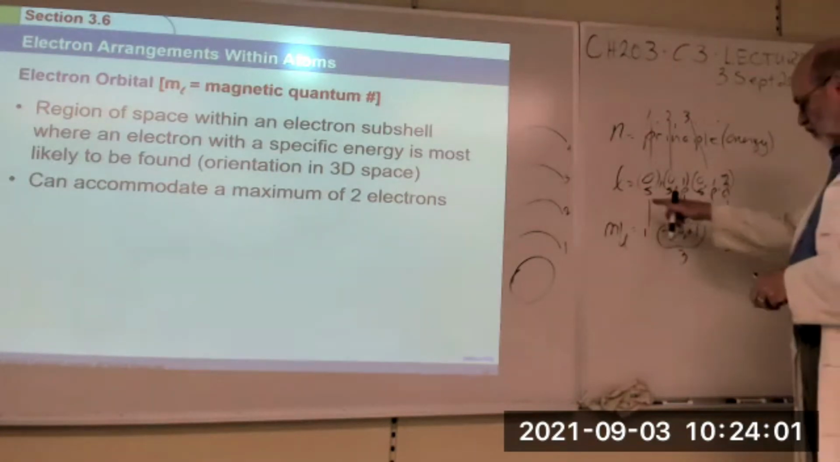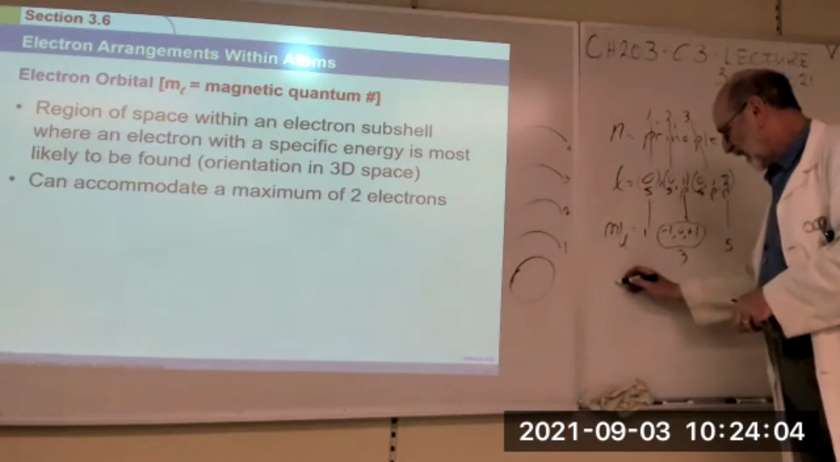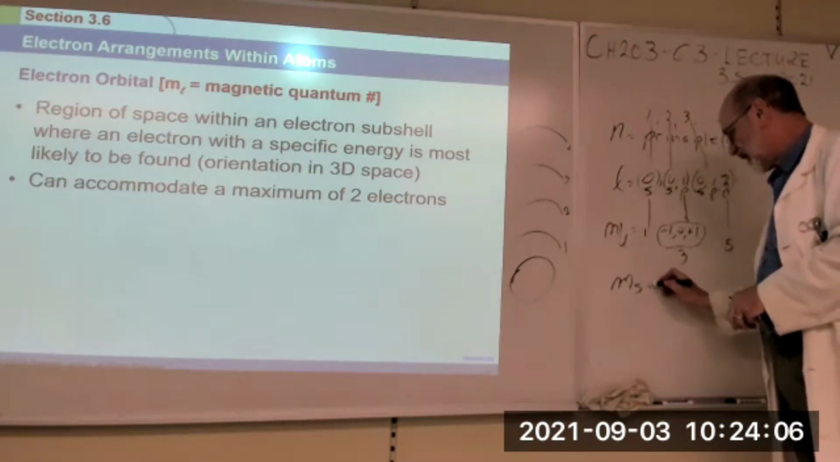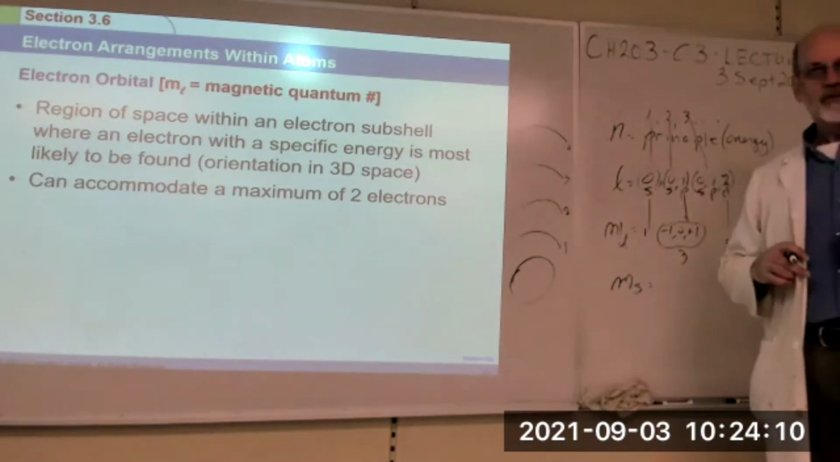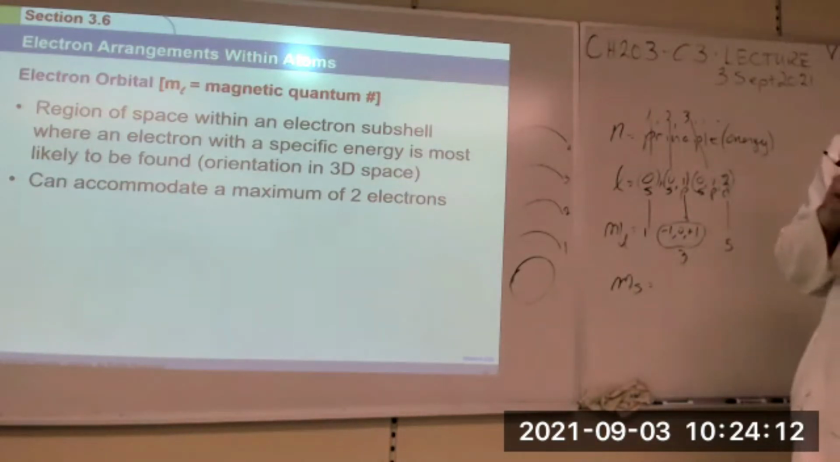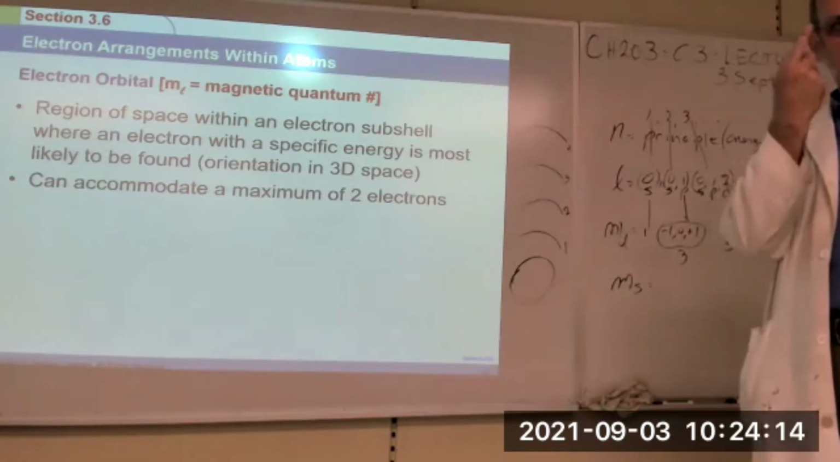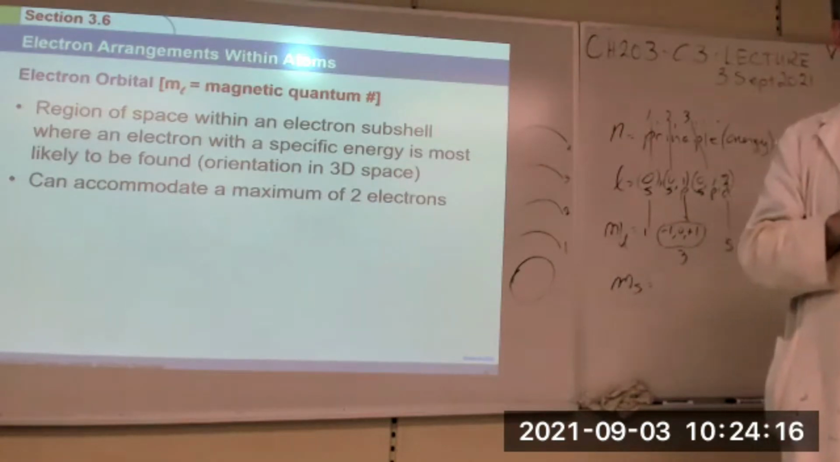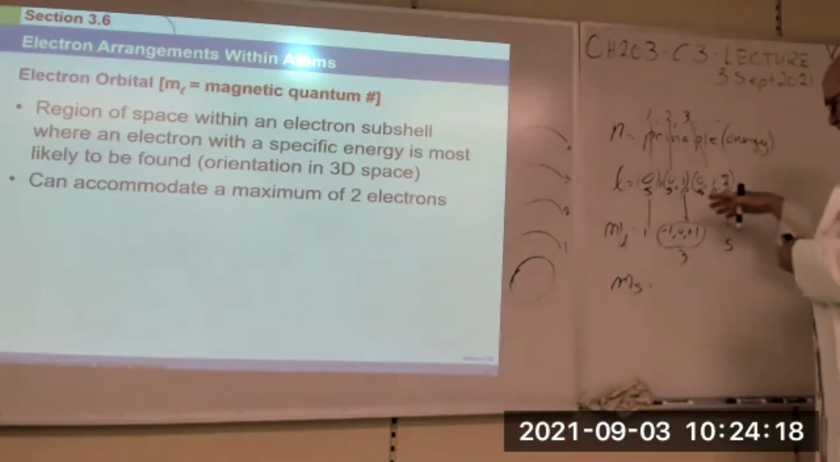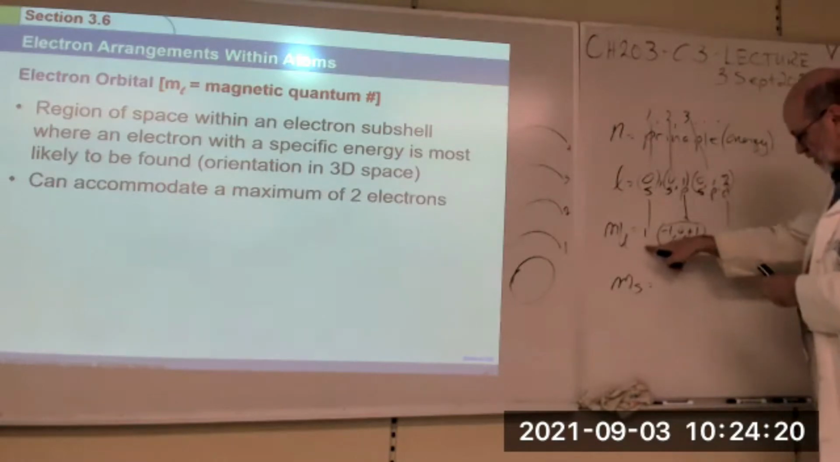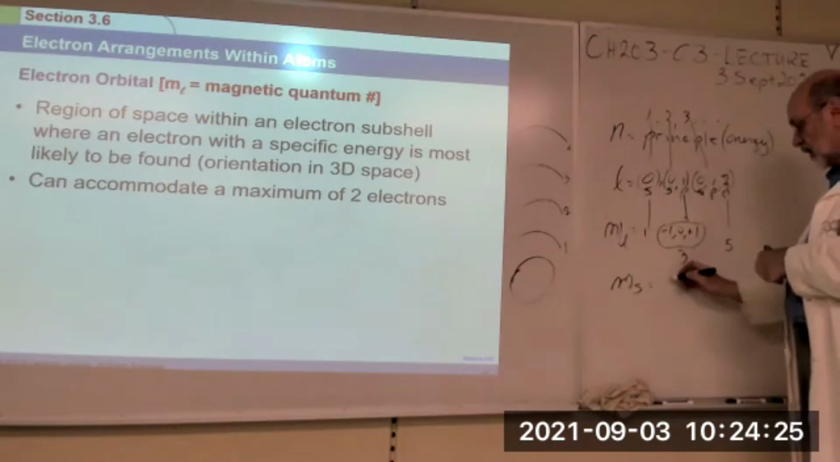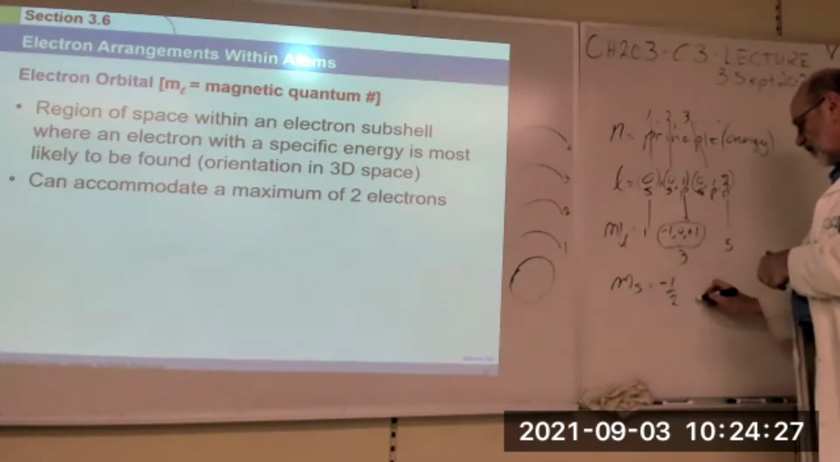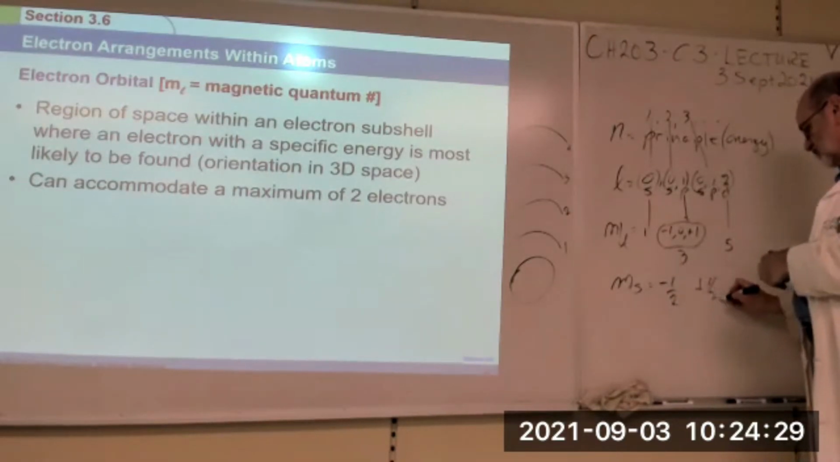Okay, and within this one, the last level is M sub S, which is the spin quantum number. Think of electrons as rotating spheres of charge. Right? It can spin this way, or it can spin that way. So within each one of these, any one of these 3, any one of these 5, you can either have minus 1/2 or plus 1/2. That's it.